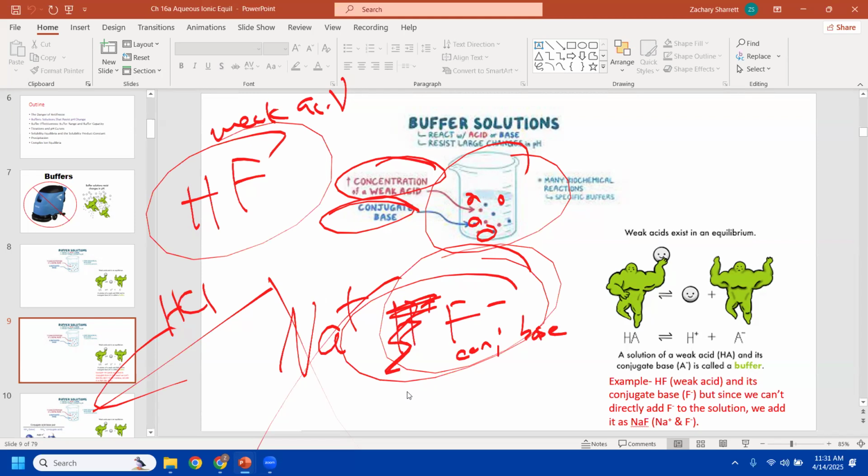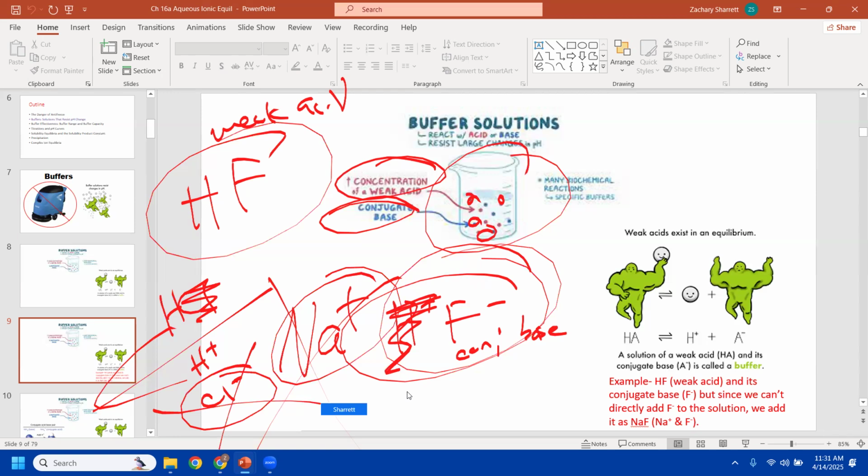Is one of those ions pH neutral? The chloride, yes. So just like I said, sodium we don't really worry about. When we have something that's a conjugate, we're basically just adding H plus and Cl minus. Cl minus is pH neutral. So the Cl minus doesn't affect the pH, right? But is adding H plus going to affect the pH of this solution?